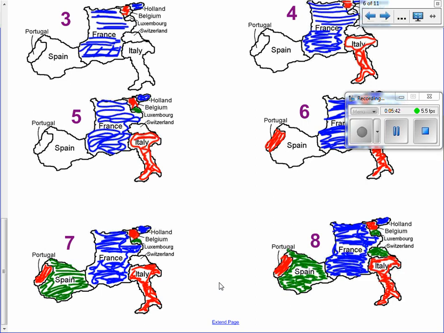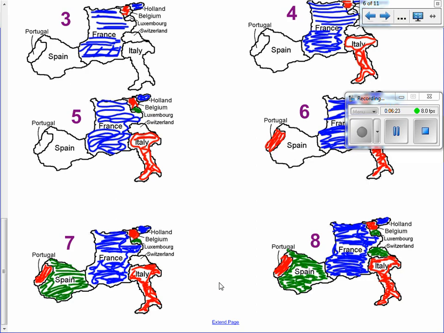Let's see, number 7, since Spain was the next country, since Portugal is there, I can't use red. Since France is to the east of it, I can't use blue, so Spain became the third color we used, which was green. And then the same situation pops up in step 8 for Switzerland. I can't use red because of Italy. I can't use blue because of France, so we had to use the third color, green, to finish coloring the map. So like we said at the beginning, the chromatic number would be 3.